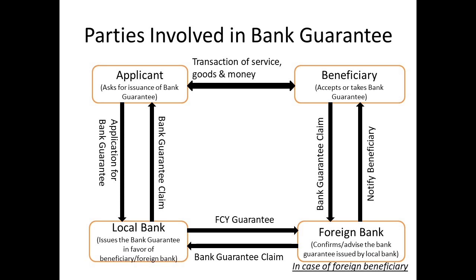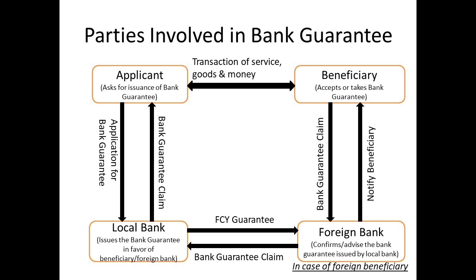Whereas the local bank, also known as the applicant bank, is a financial institution that issues the bank guarantee in favor of the beneficiary or foreign or advising bank on behalf of the applicant, by taking commission and collateral from the applicant. Further, they notify the beneficiary in case of a local guarantee, and they notify the foreign or advising bank in case of a foreign or cross-country guarantee about the issuance of the bank guarantee.